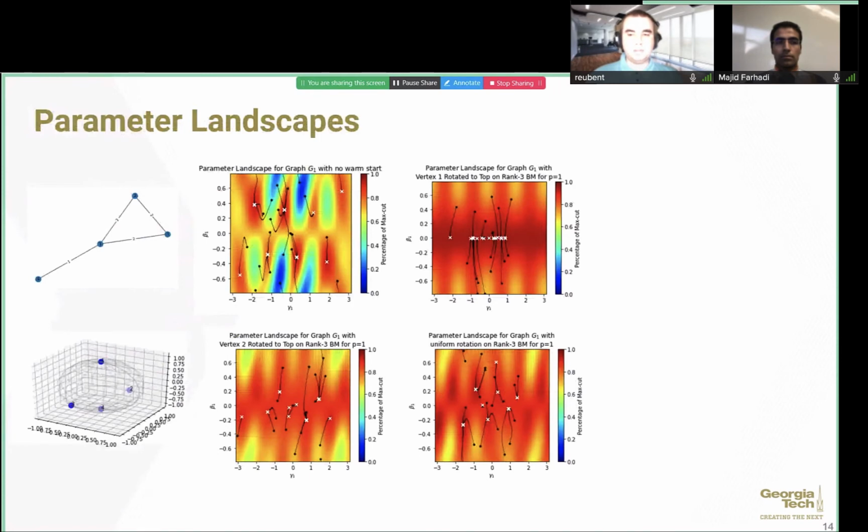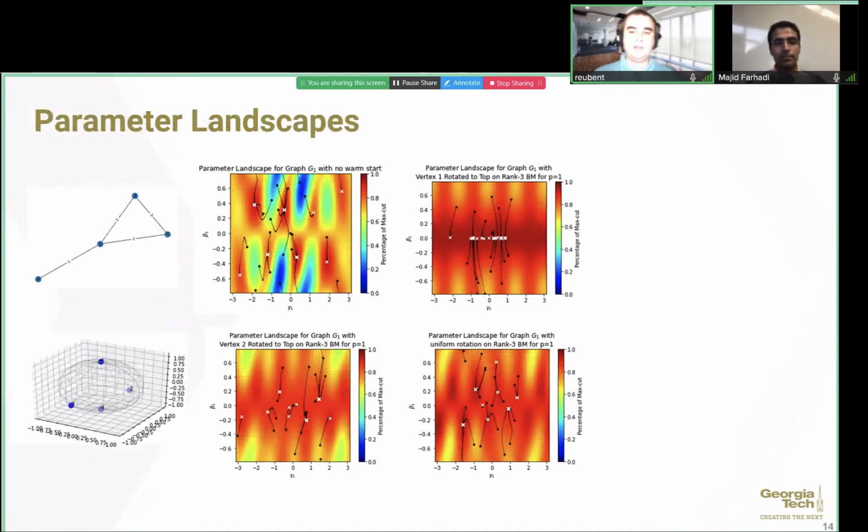When no warm start is used, the landscape has various peaks and valleys, whereas when we do use a warm start, the landscape is flatter and more smoothed out, due to the fact that we are already starting with a good solution. Various trajectories of QAOA are overlaid on these plots with the black circle denoting the beginning and the white cross denoting the end of the run.